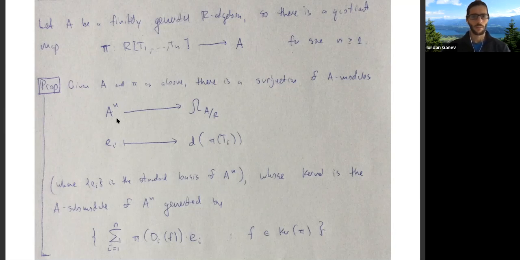Okay, so that's just explaining all this notation here. And this map to the Kähler differentials takes this e sub i to the following thing. So we take T sub i here, we think of it as an element in A, so we get pi of T sub i.